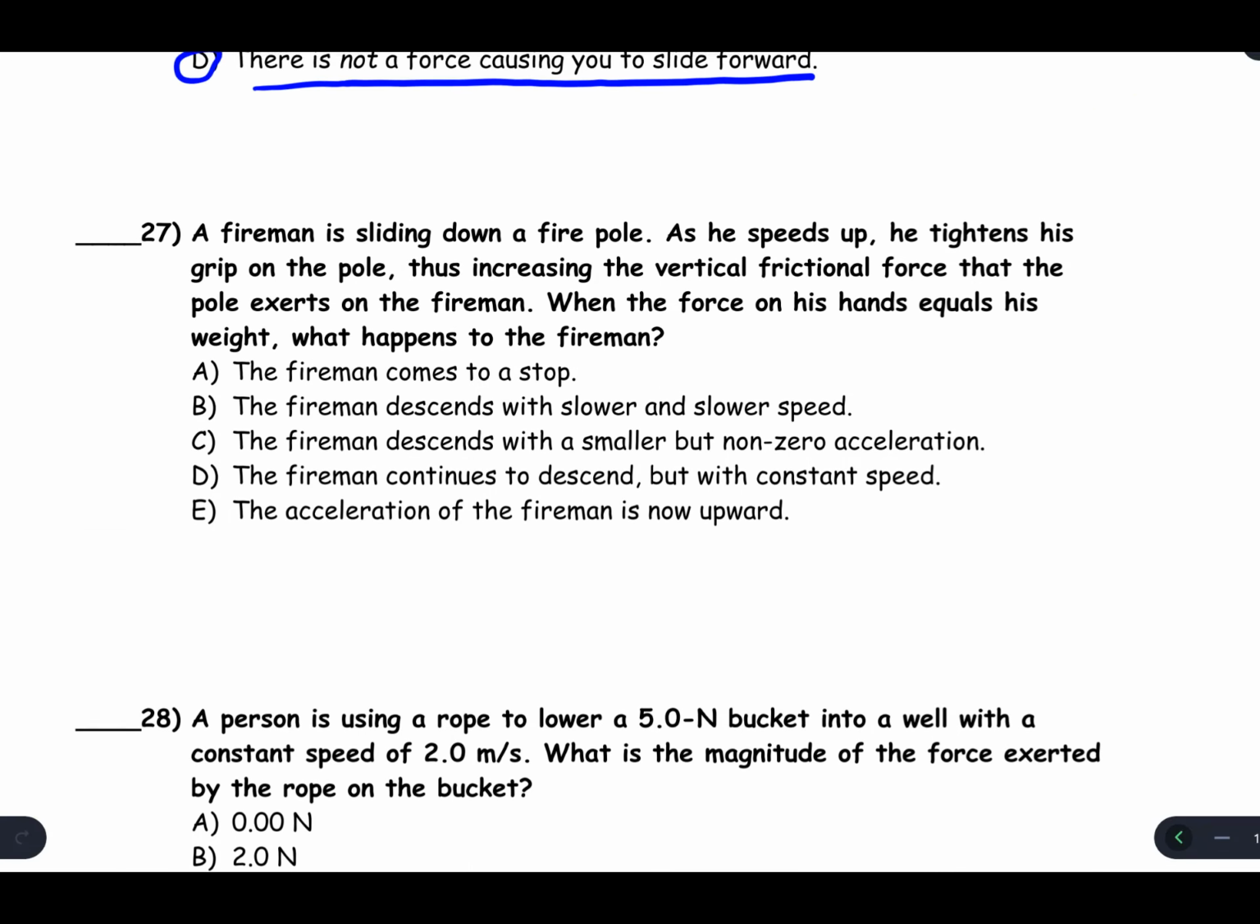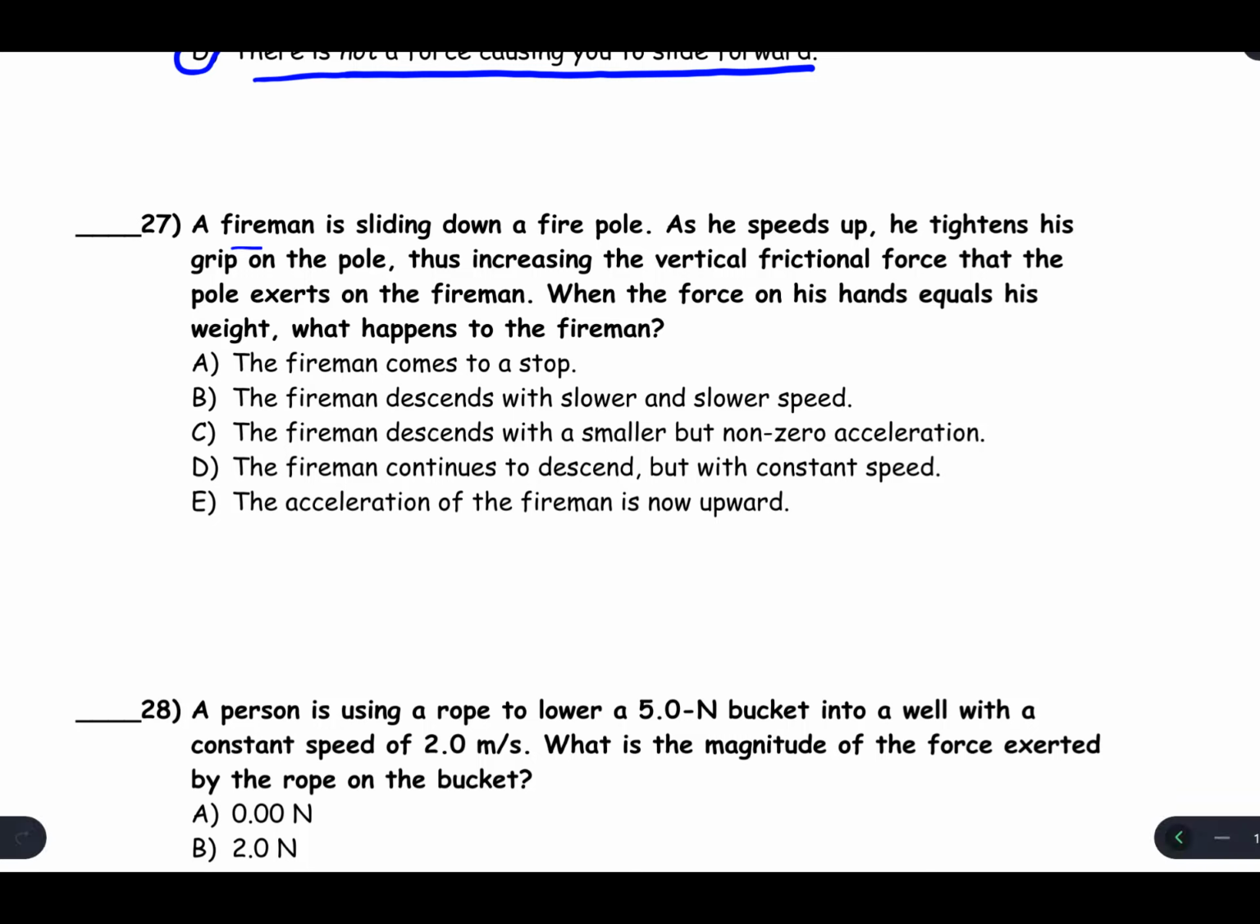Let's go to number 27. A fireman is sliding down a fire pole. As he speeds up sliding down, he tightens his grip on the pole, thus increasing the vertical friction force that the pole exerts on the fireman. When the force on his hands equals his weight, what happens to the fireman?